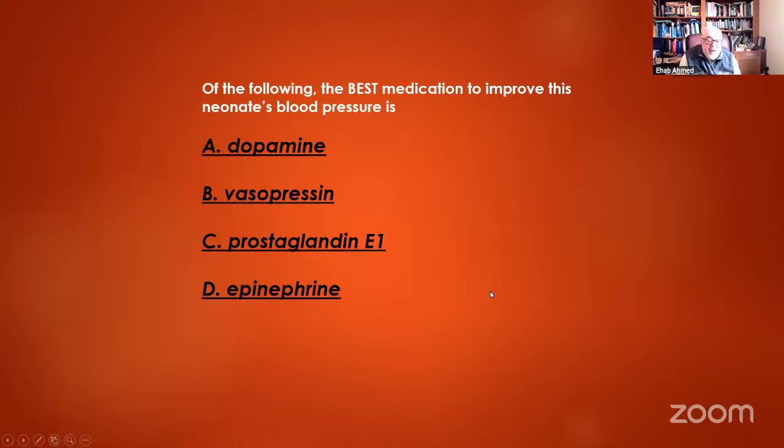Some of the dear friends went for epinephrine, which is a good choice. And I saw a very good explanation for giving epinephrine. Why prostaglandin? Why vasopressin? Why dopamine? Dopamine to treat shock. Yes, this is a good option. But is it a good option at this time?